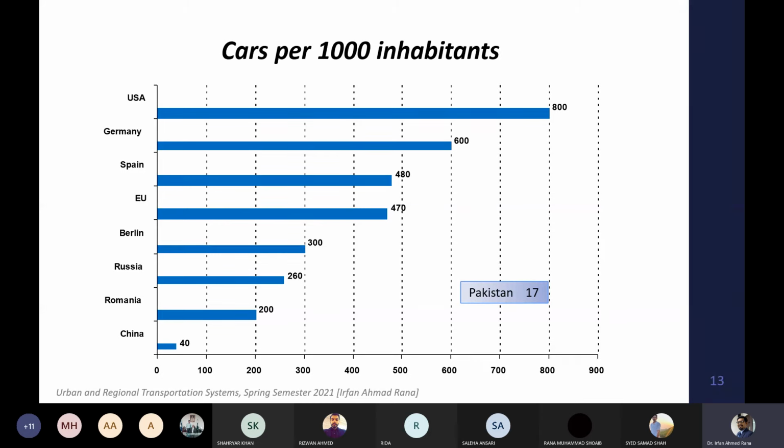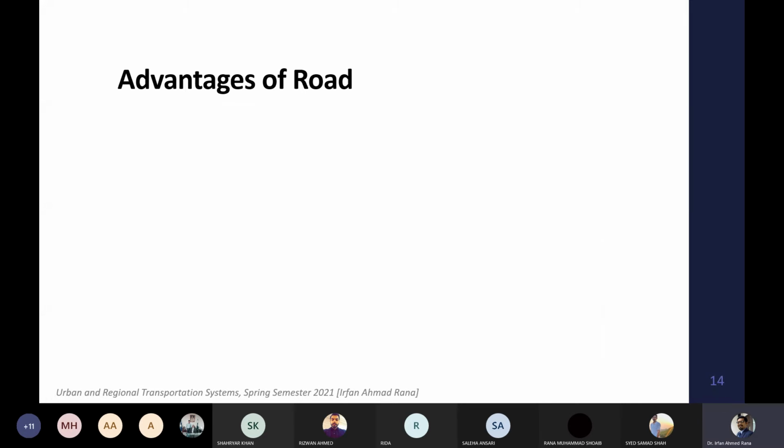Okay. Do you think that having a car per population is a very good indicator to judge the economic development of an area or a household? If anyone wants to, what's your opinion? Come on. Anyone? Okay. Coming to the advantages of roads now. Okay, then I'll, yes, Pimra, please.